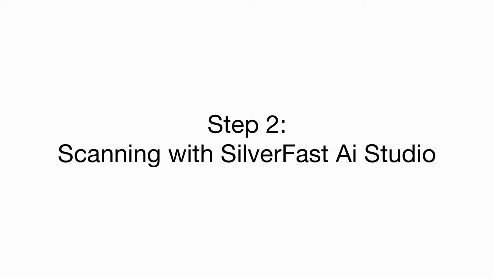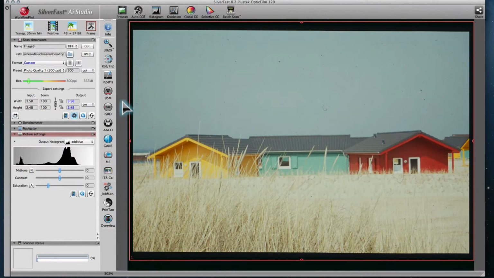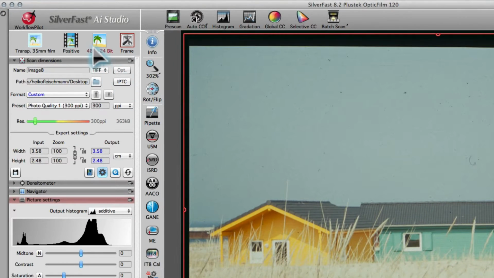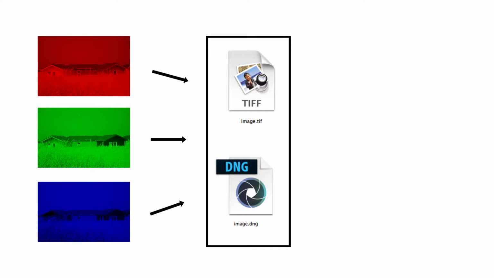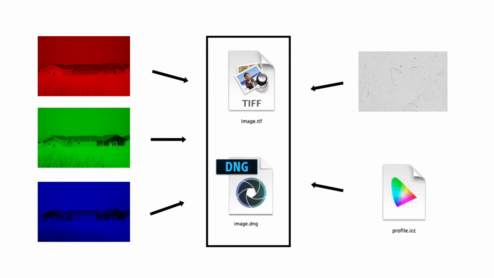Step 2. Scanning with SilverFast Ai Studio. The best file format to create an archive is 64-bit HDRI. You can save HDRIs as TIFF or DNG. Both file formats contain the three basic color channels and the infrared channel for later dust and scratch removal. Furthermore, they contain the ICC color profile of your scanner that was created during calibration. This ensures a consistent color management chain throughout the whole Archive Suite workflow.